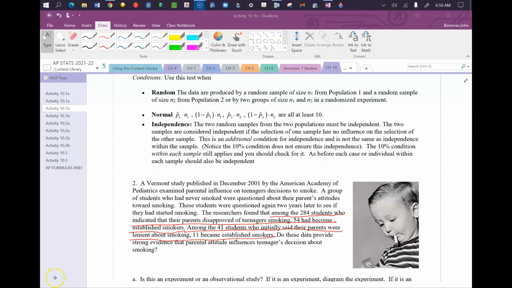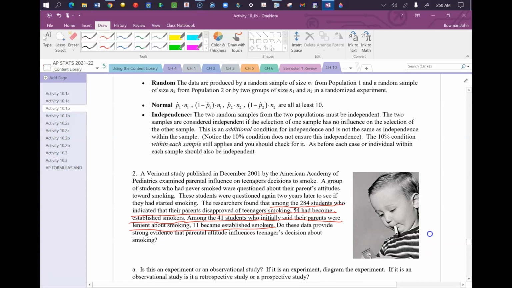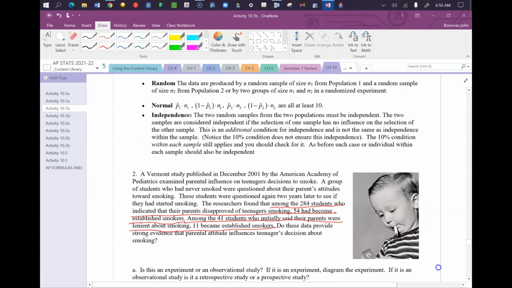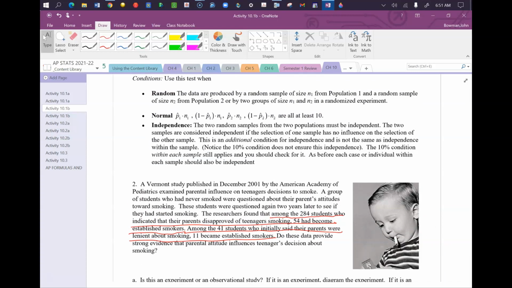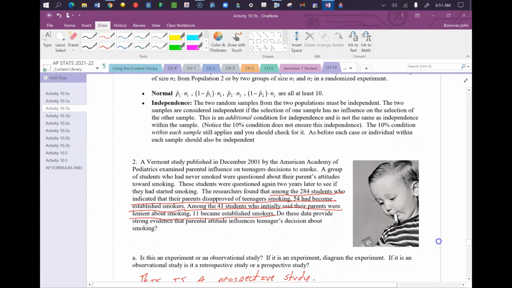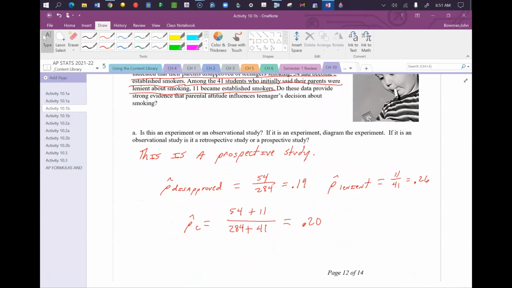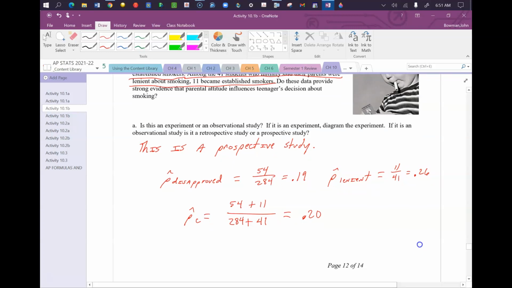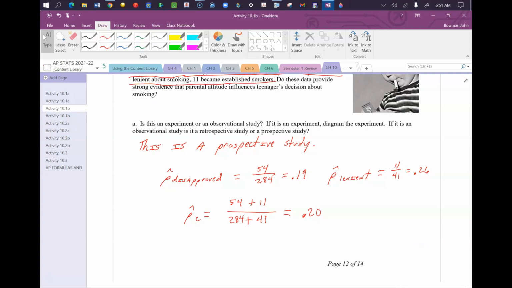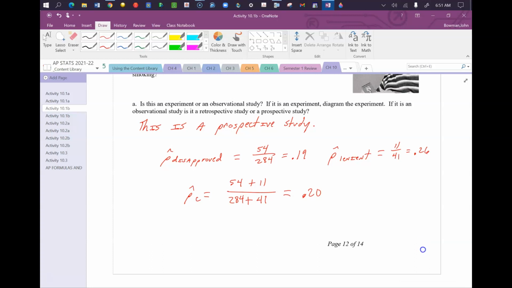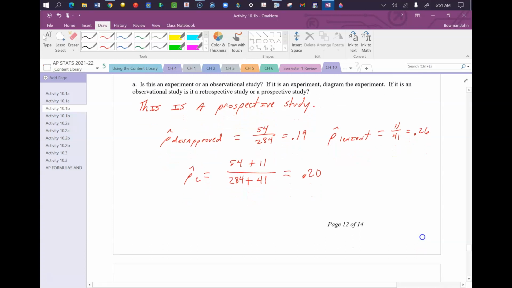So this is a study about the parental influence on a teenager's decision to smoke. And either the parents were lenient or they disapproved of their kids smoking, and then the proportion that ended up smoking. Turns out that this is a prospective study, meaning it follows them into the future. And out of the proportion that disapproved, about 19% of them ended up smoking, became established smokers. Out of the proportion of parents that were lenient, about 26% of those kids ended up becoming smokers.